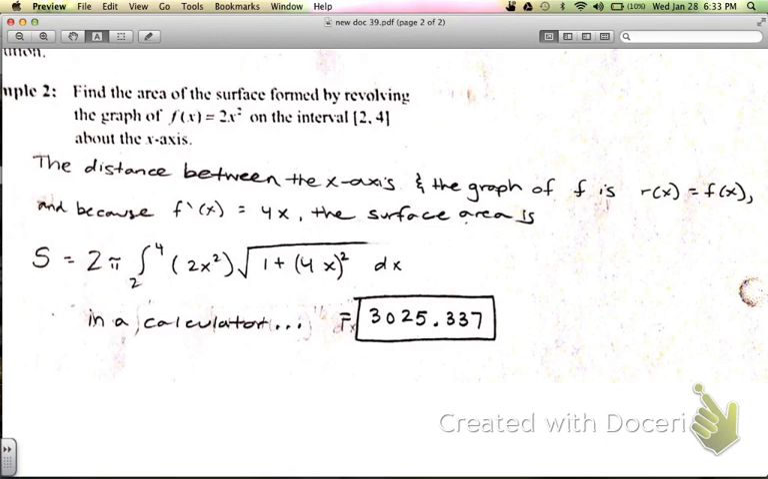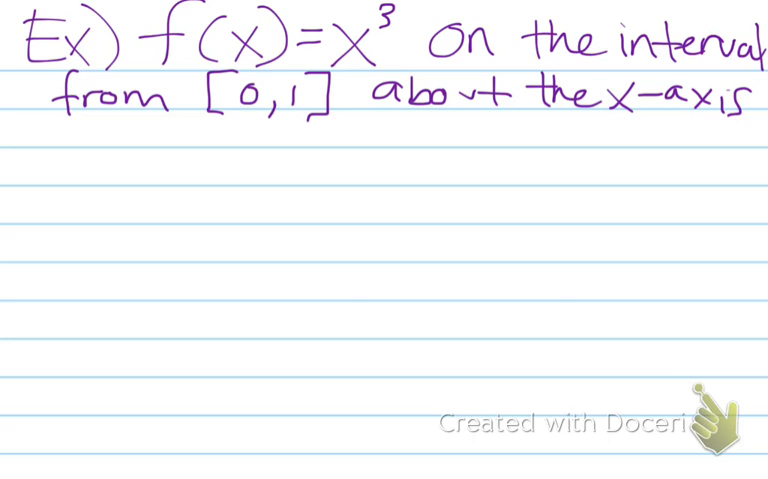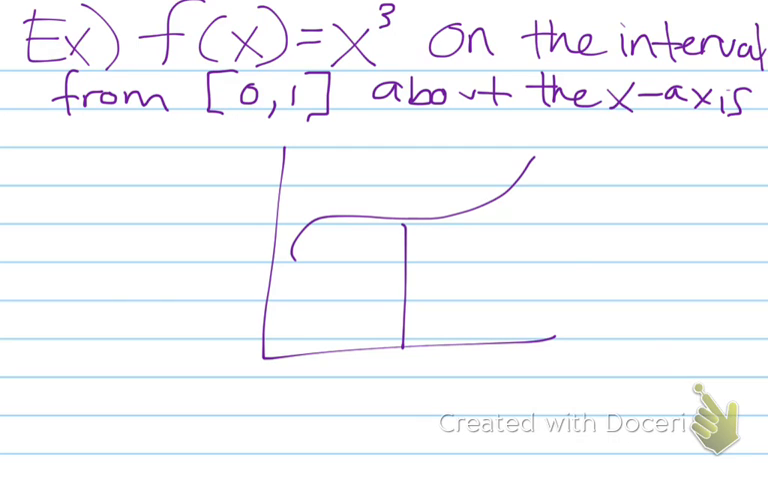The first example out of your book looks like this. The function is f of x equals x cubed, so it's y equals some function of x, and the x values are the main variables. We're looking at it on the interval from 0 to 1, and we're revolving it around the x-axis. If we revolve it around the x-axis, the distance between the x-axis and the function is always going to be f of x. So f of x is going to be our r of x in this case.